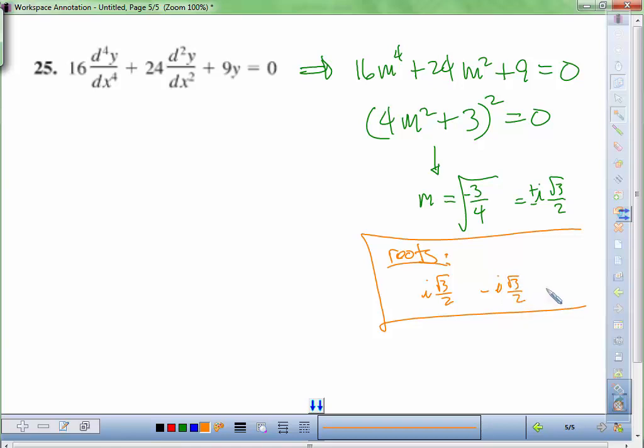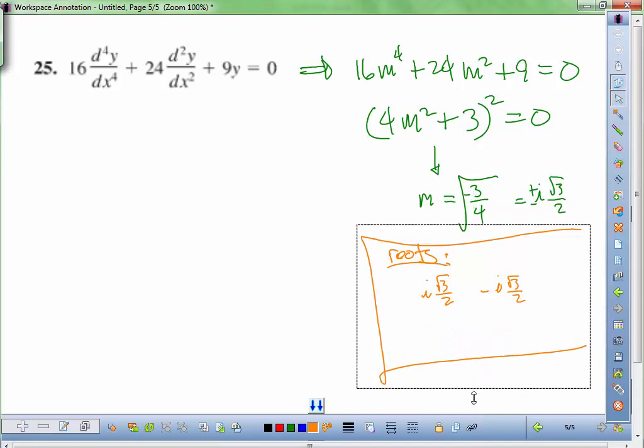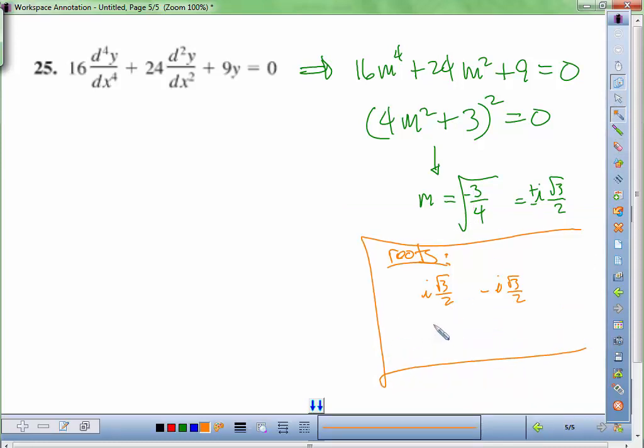What are my other 2 roots? They're multiplicity 2, right? So my other 2 roots are i root 3 over 2 and minus i root 3 over 2. So those are my 4 roots. You see that, the multiplicity? So I have both multiplicity and complex numbers.